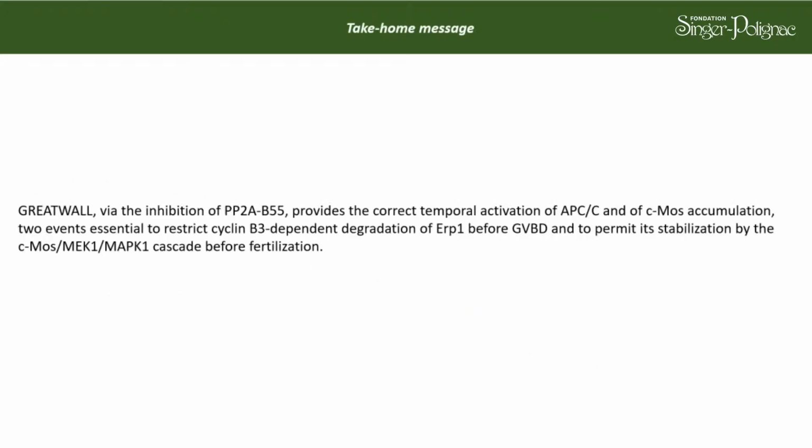So we conclude that Greatwall, by inhibiting PP2A-B55, provides the correct temporal activation of two pathways, APC/C and c-MOS accumulation, two events essential to restrict cyclin B3-dependent degradation of ERP1 before GVBD, and to allow stabilization by the MOS-MAP kinase pathway.